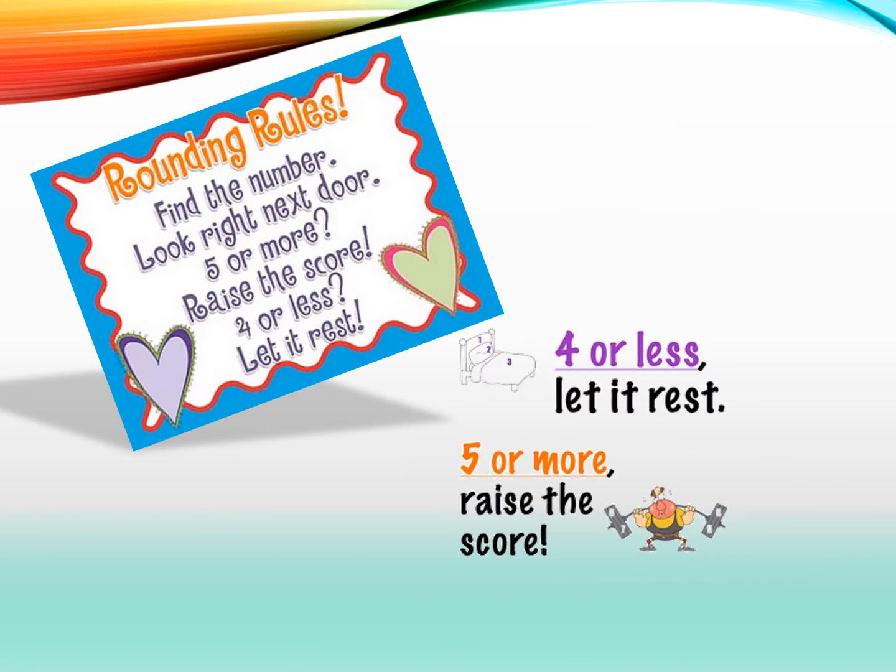Let's know the rounding rule. In the first step, find the tens number. The second step, look right next door, at the number on the right. If it's 5 or more, like 5, 6, 7, 8, 9, raise the score, which will give the tens one more. If it's 4 or less, like 4, 3, 2, 1, 0, let it rest. The number will be the same.